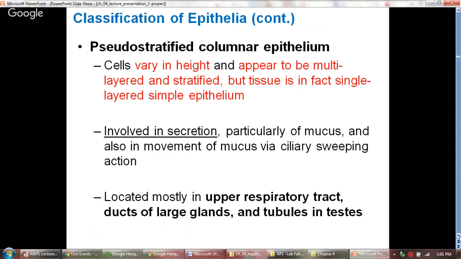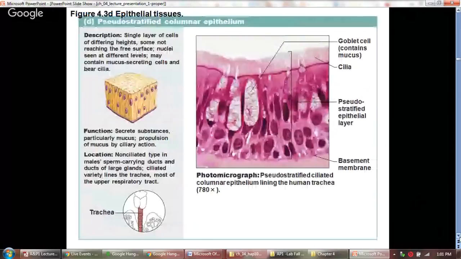So obviously it looks like a stratified columnar epithelium, but when you look closely, all cells lie on one basement membrane. Therefore it looks stratified, but it's not obvious. The appearance would be multi-layered, but in fact the tissue is layered on the same basement lamina. So this is how you would see a pseudostratified epithelium.